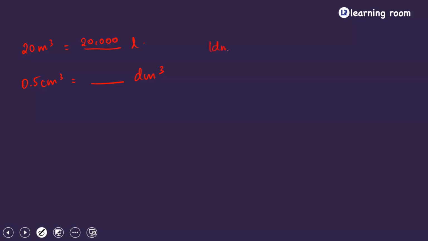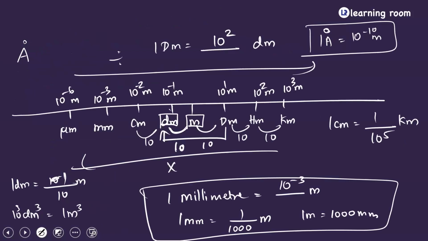One decimeter is equal to how many centimeter? 10 centimeter. Very good. Because a little while ago we saw this graph, right? So between deci and meter there is a difference of 10. Am I right or not? So 1 decimeter is equal to how many centimeter? 10 centimeter. Is that clear?